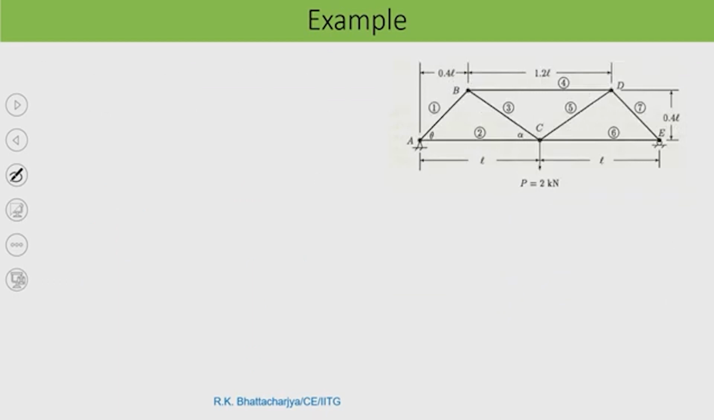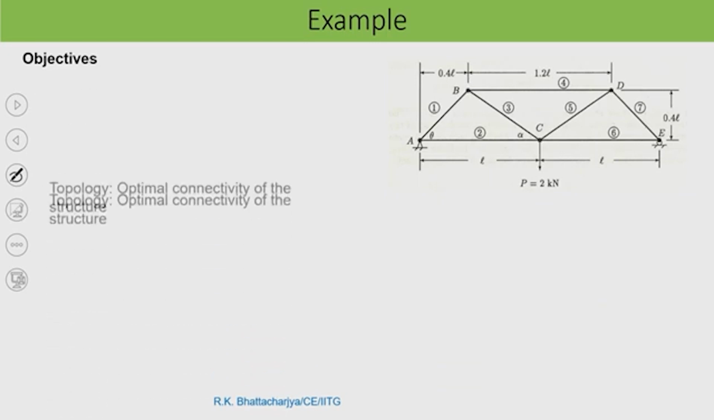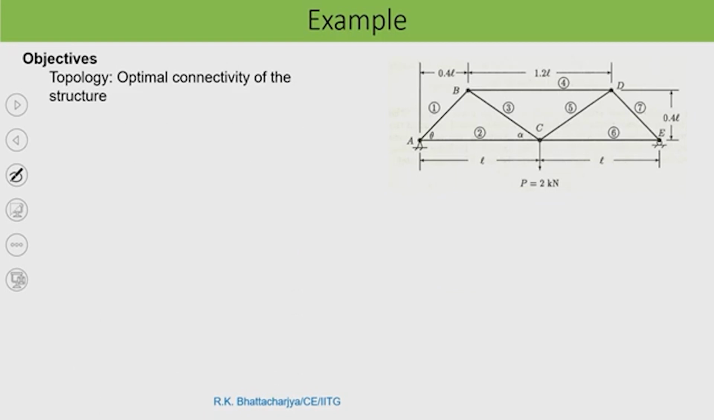The third example problem is a truss design problem. Now, in the case of a truss, what are the objectives? One is topology optimization, that is, the optimal connectivity of the structure. So, one objective may be to find the minimum or optimal connectivity of this structure. We call it topology optimization. The second one is, once you get the optimal connectivity, then I would like to minimize the cost of material.